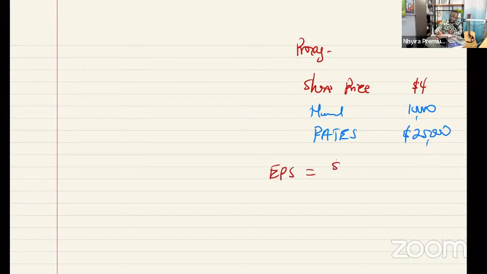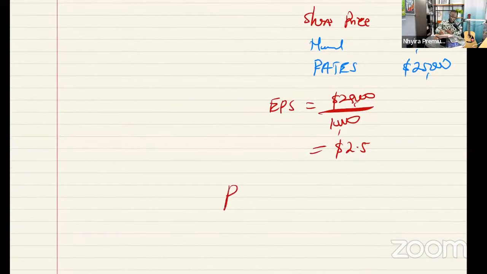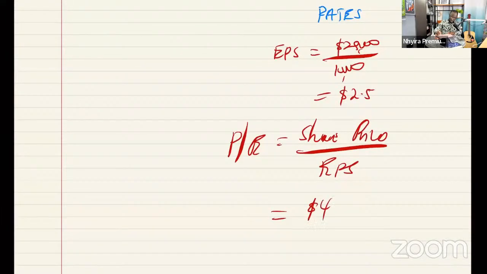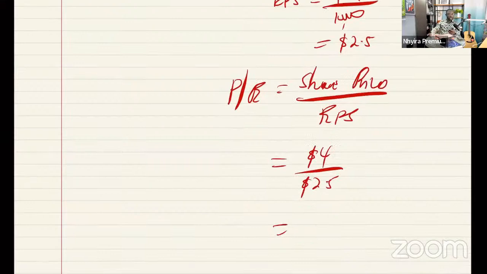Then we are given their PATES, that is profit attributable to equity shareholders. Let's say they made a profit of 25,000 in that particular case. So that we are going to then calculate their earnings per share, and that is going to be the 25,000 over the 10,000 shares that they have. So 25,000 divided by 10,000, that's $2.5. So that my PE ratio, price earnings, will be the share price divided by earnings per share. So that becomes $4 divided by $2.5. So if we work this out, $4 divided by 2.5, that is 1.6. So that is their PE ratio, 1.6.